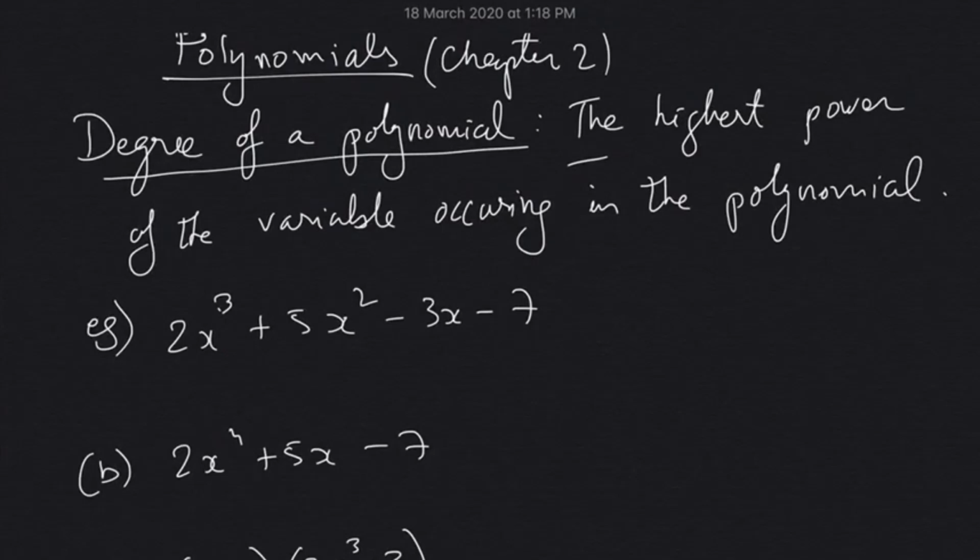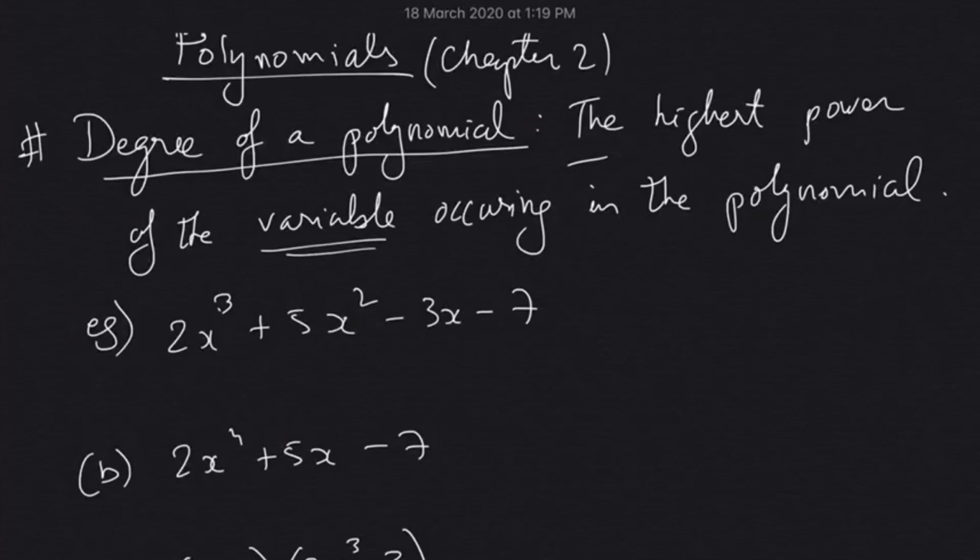In the second video on polynomials, we will be learning something more about polynomials. Let's learn about the degree of a polynomial. What do you mean by the degree of a polynomial? The degree of a polynomial is nothing but the highest power of the variable occurring in the given polynomial. That means the highest power of the variable that will exist in the given polynomial.